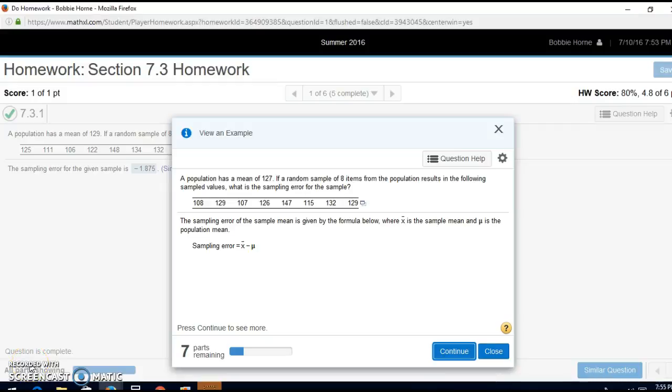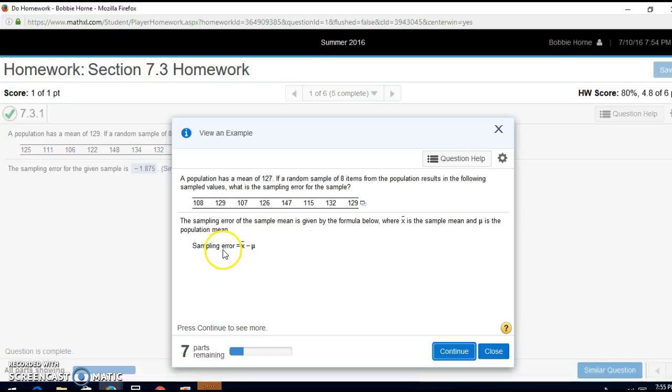Okay, we're going to look at 7.3 homework. It is asking us to calculate the sample error or sampling error, and I've gone through an example to show you. Anytime you see x bar, that is your sample mean, and this is known as mu, your population mean.